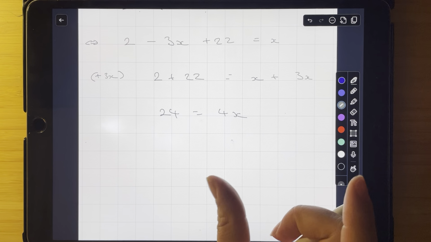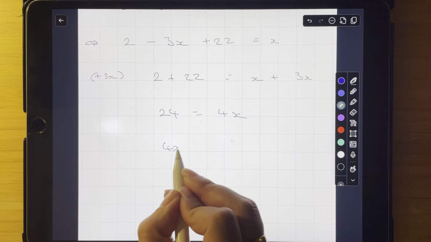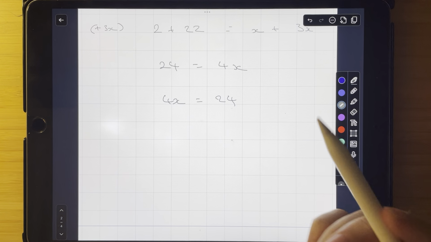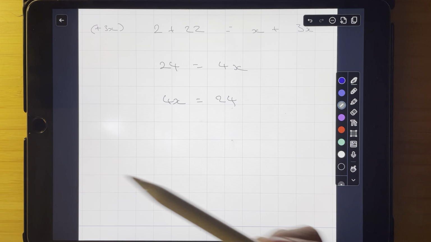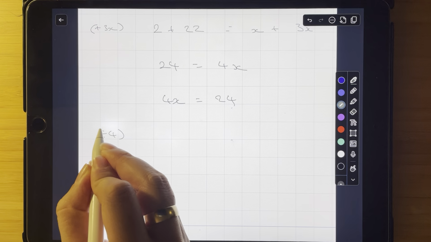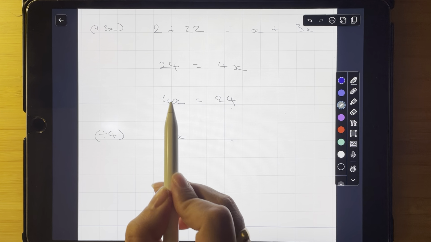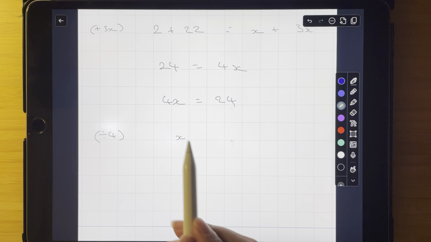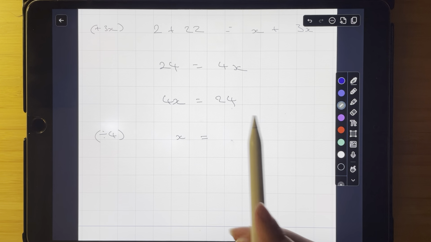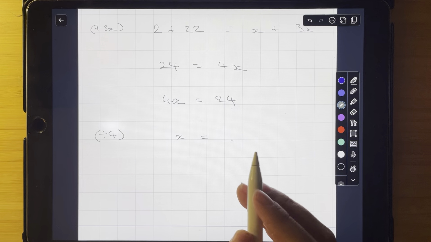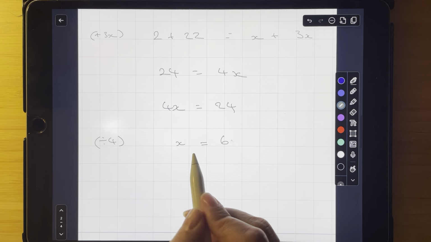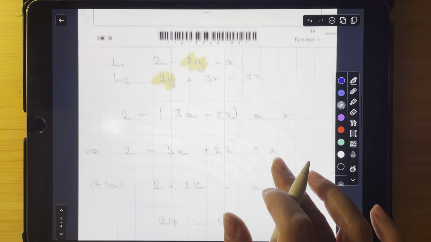I just like to switch them around at this point, so 4x equals 24. It doesn't need to take up a new line, but conventionally the x's are on the left hand side and the numbers on the right. So now I want to divide by 4, and that gets me 4x divided by 4. Now I just have 1x on the left hand side, and on the right hand side I have 24 divided by 4, so that's 6. Perfect. So I found out that x equals 6.